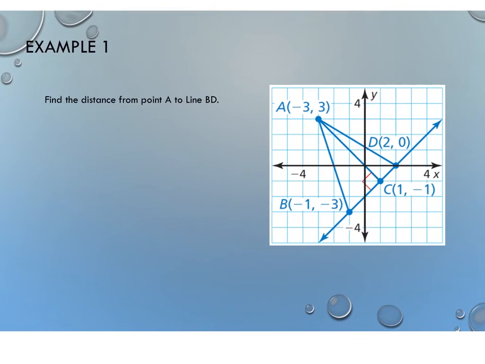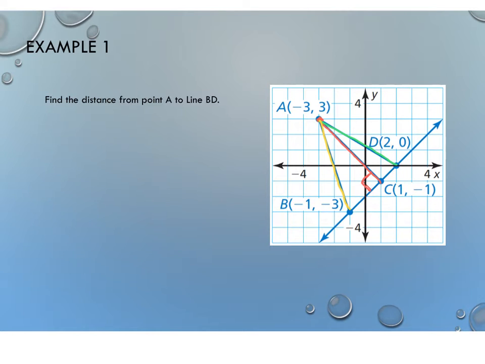So notice here, it's asking us to find the distance from point A to line BD. Notice there are 3 line segments coming out of point A over here. But again, remember, the distance is always going to be the perpendicular segment. So I need to find the length of AC. The distance would not be from point A to point D or from point A to point B. That would not represent the distance from point A to line BD. It is going to be line segment AC.